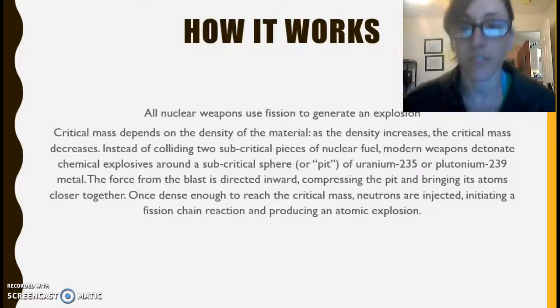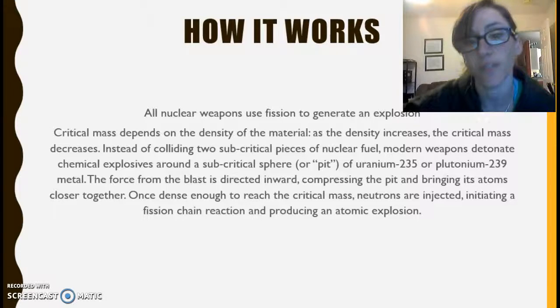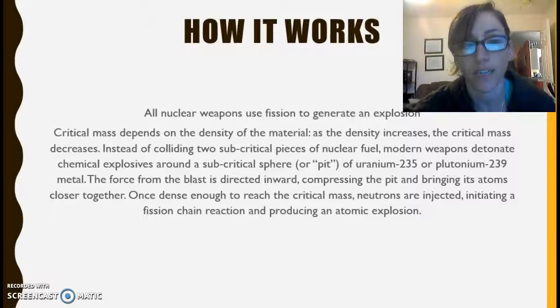All nuclear weapons use fission to generate an explosion. Critical mass depends on the density of the material. As the density increases, the critical mass decreases. So instead of colliding two subcritical pieces of nuclear fuel, modern weapons detonate chemical explosives around a subcritical sphere of uranium-235 or plutonium-239 metal. The force from the blast is directed inward, compressing the pit and bringing its atoms closer together. Once dense enough to reach the critical mass, neutrons are injected, initiating a fission chain reaction and producing an atomic explosion.